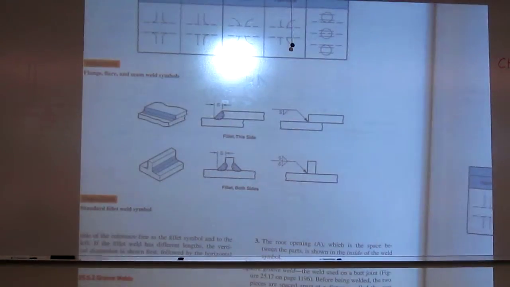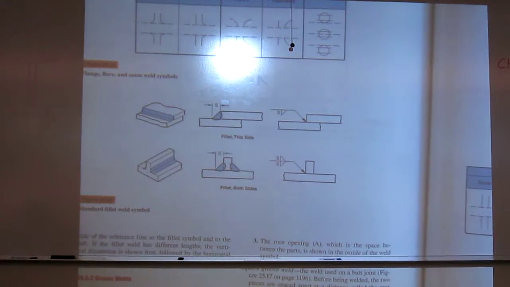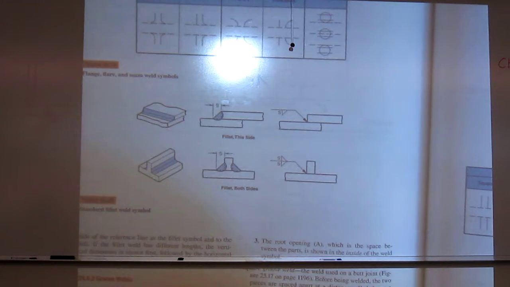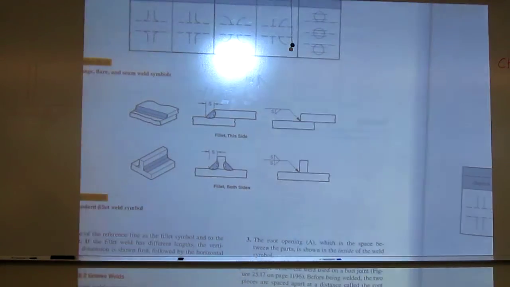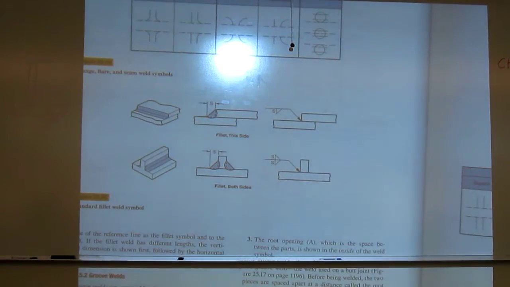Let's look at some of these welds now. 1194. Can I ask a question? Uh-huh. Convex and concave, I mean, is that like a fillet and round? I mean, why would you specify those two?